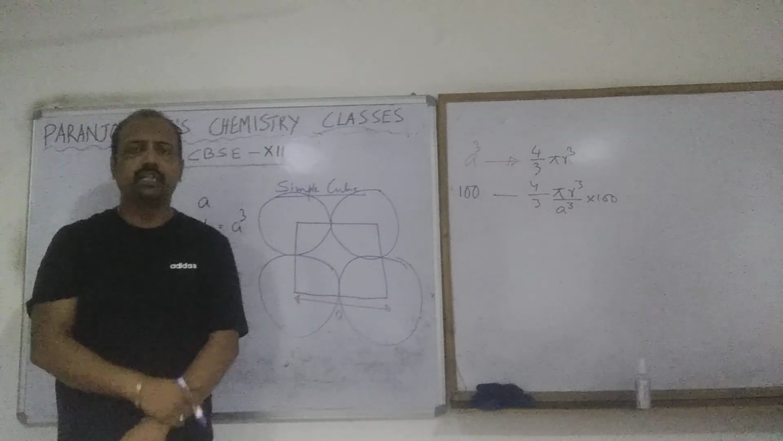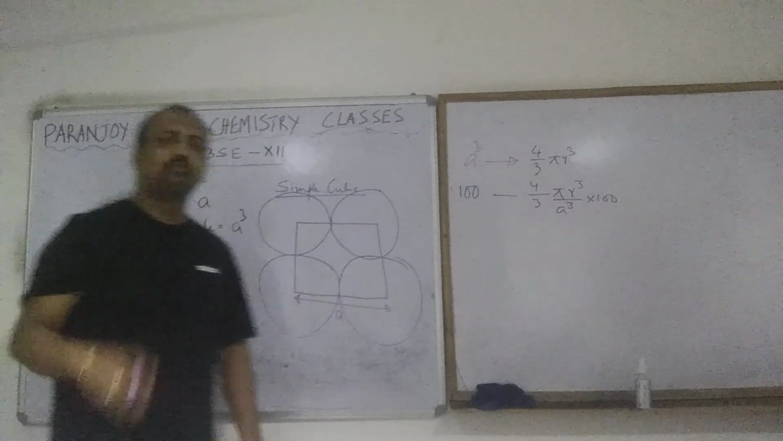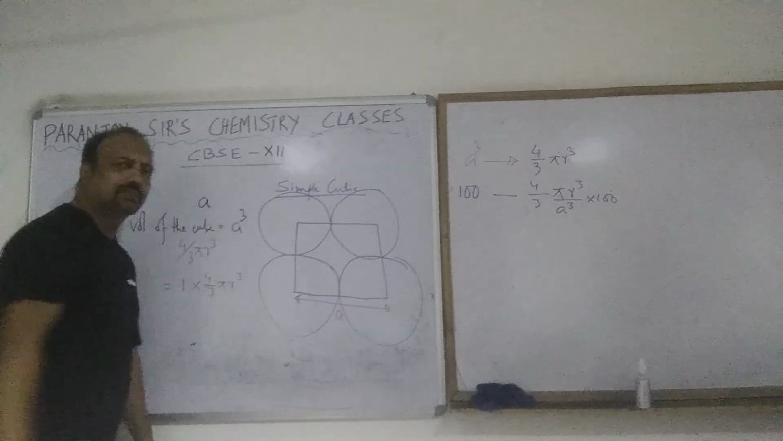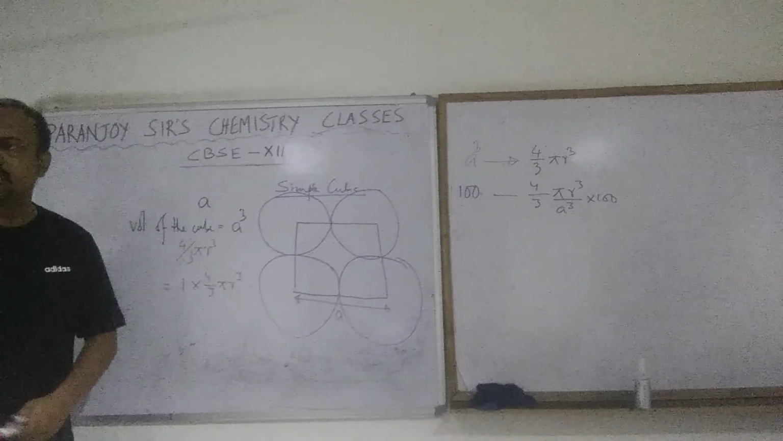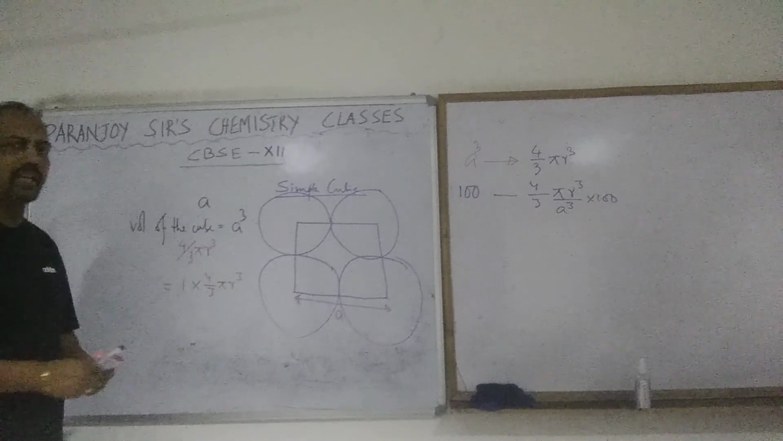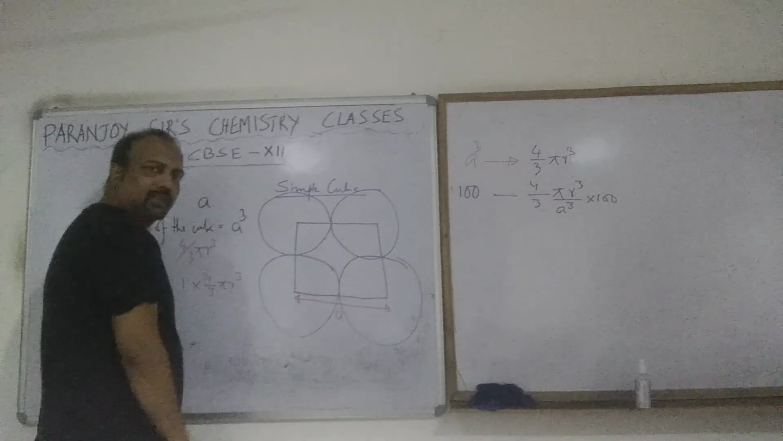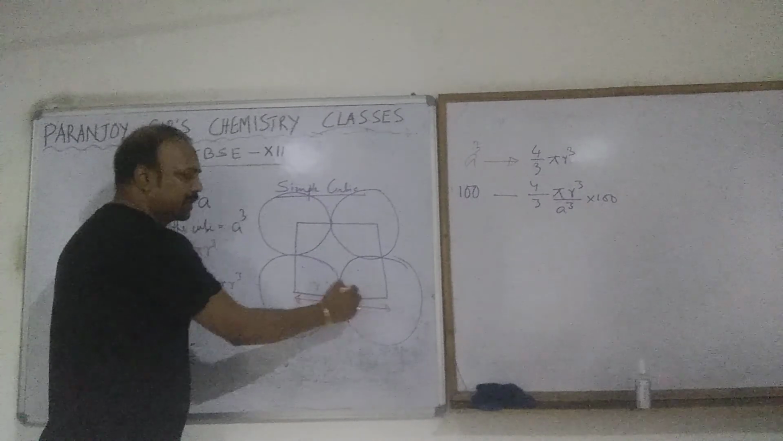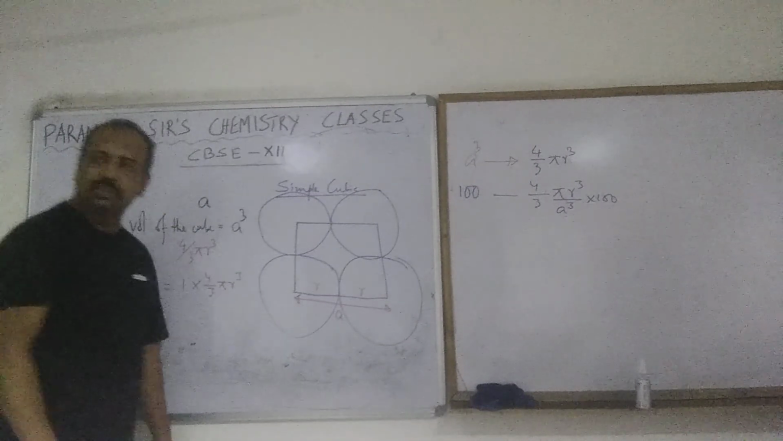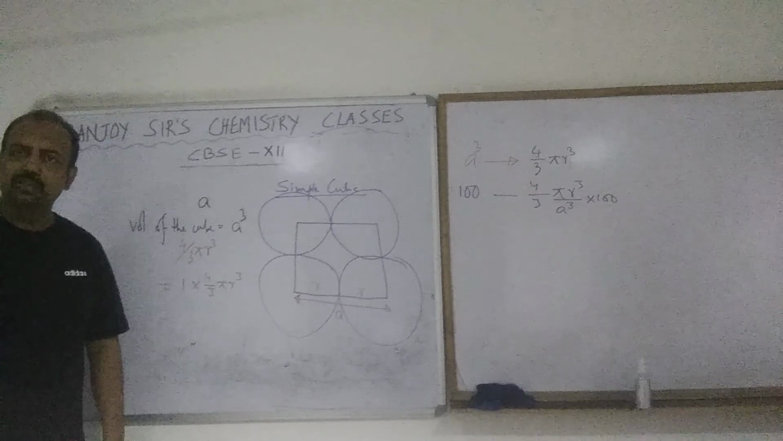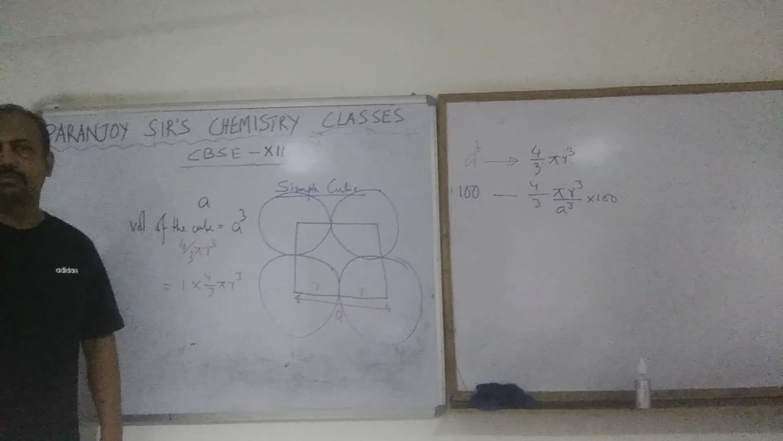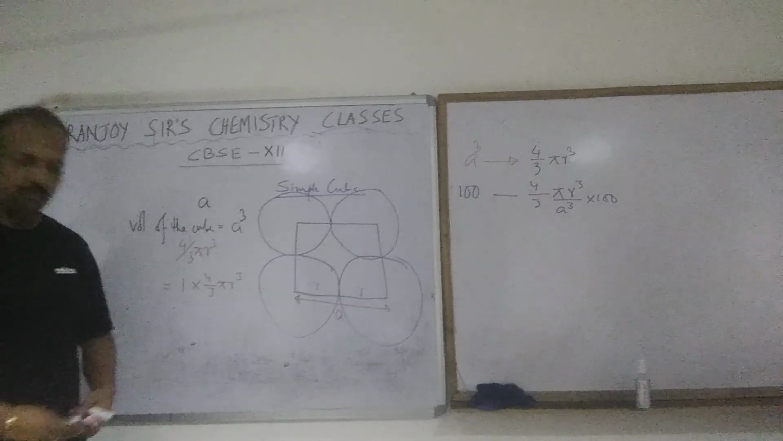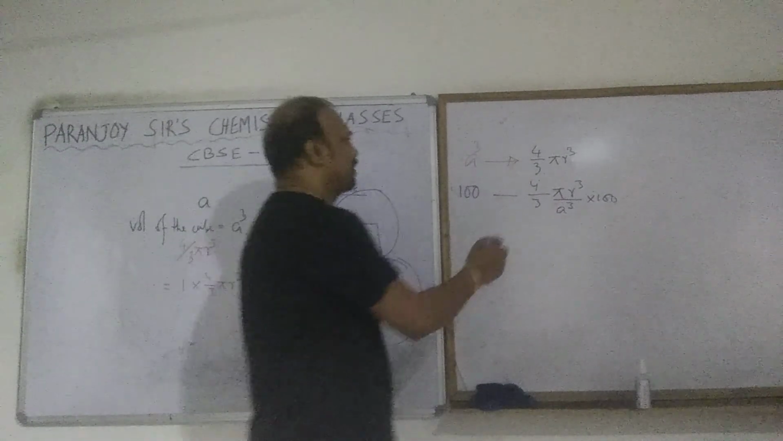Now tell me, what is the relationship between a and r? Come to the diagram. 2r equals a. Very good. So this is r, this is r, right? So 2r equals a, for the simple cubic unit cell.